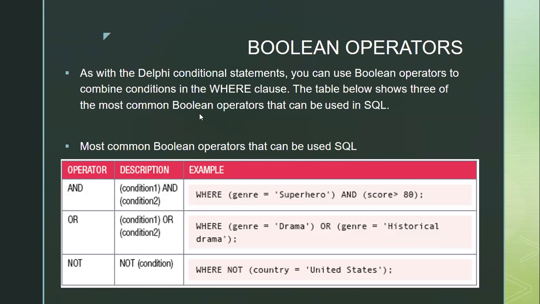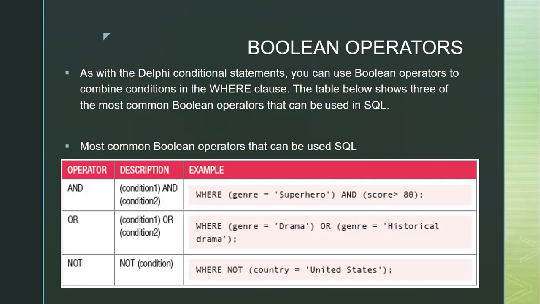Okay, guys, so with the Boolean operators, as with the Delphi conditional statements, you can use Boolean operators to combine conditions in the where clause. The table below shows you 3 of the most common Boolean operators. So a Boolean is true, false, yes, no, on, off. Okay, so let's take a look.